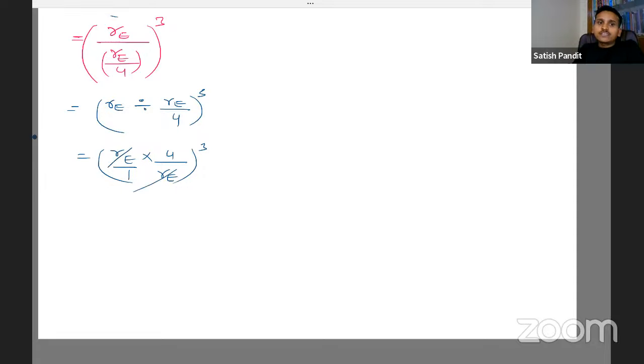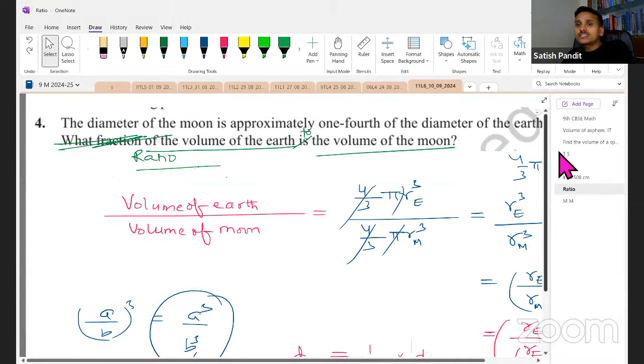So Re gets cancelled, you get 4. What is 4 cube? 4 into 4 into 4. Okay. So 4 cube is 4 into 4 into 4. That means 64. Okay, we have got the answer as 64 by 1 also again, right? 64 by 1. That means what? The ratio of the volume of the Earth to the volume of the moon is 64:1.